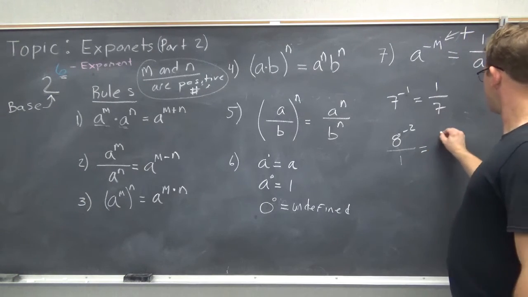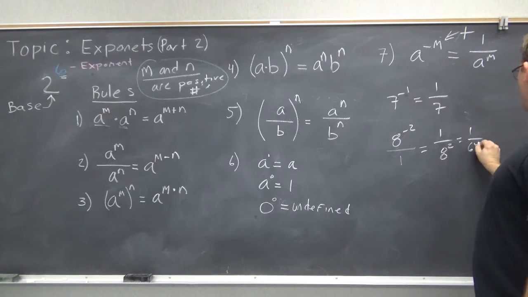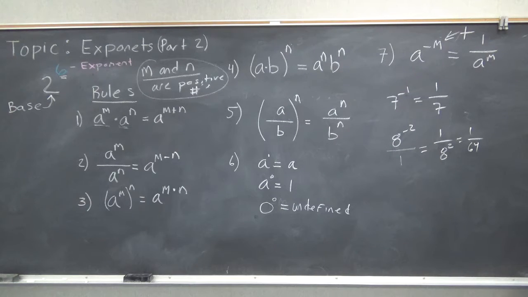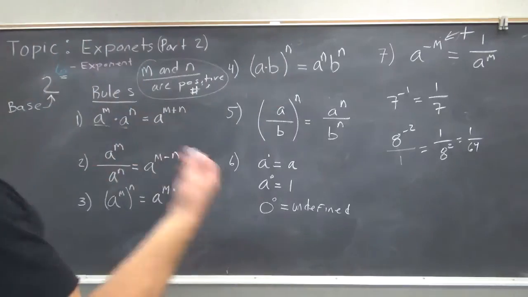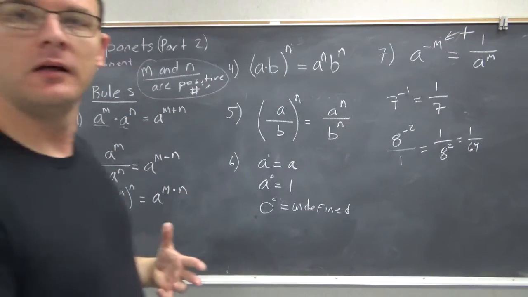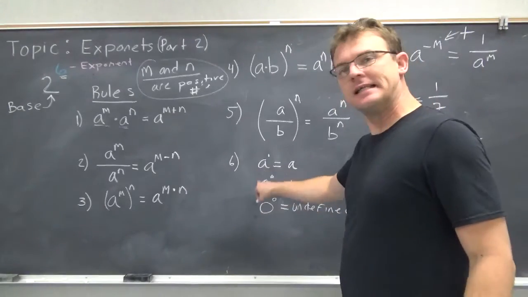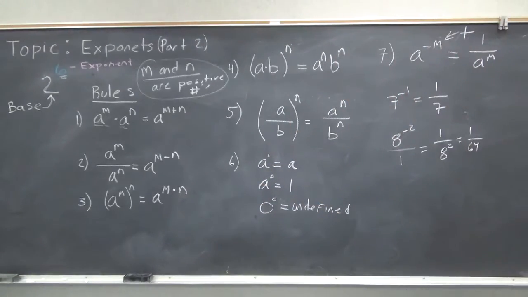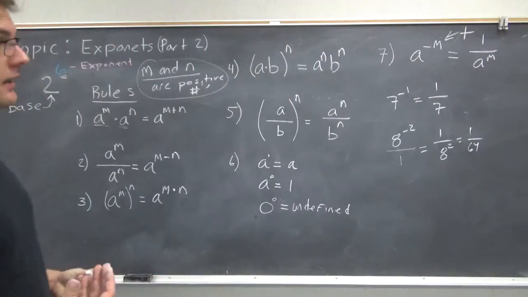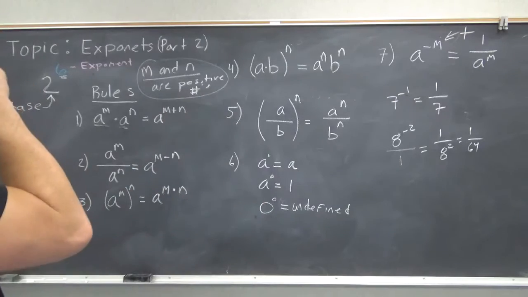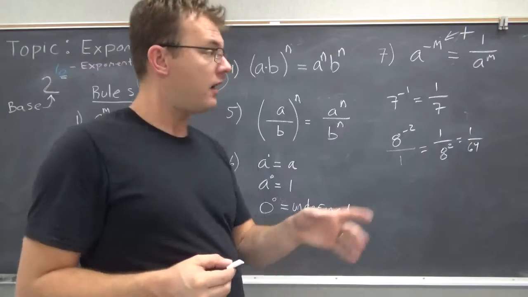So when you do this, this is 1 over 8 squared, or 8 times 8 is 64. So these are your basic rules. And there's about 7 of them. You can probably put an 8 in there, but maybe that will be one of these. But really, technically, there's about 7 rules of exponents that I would like you to know, because they are the foundation of exponents. Okay?